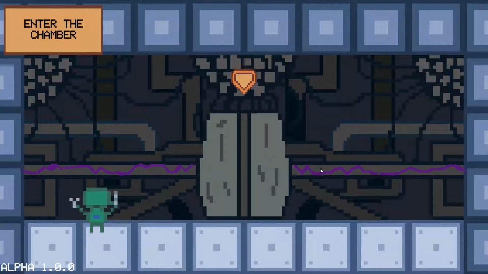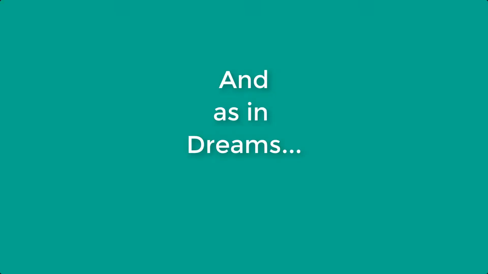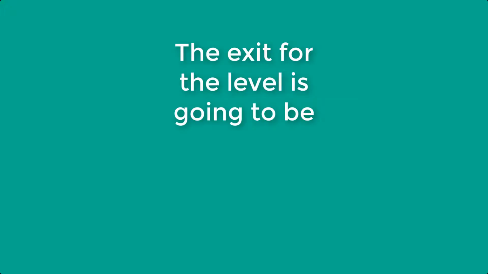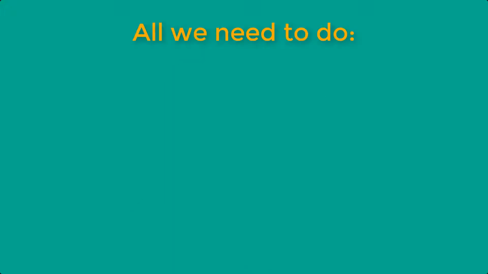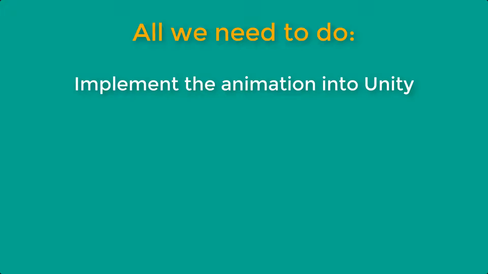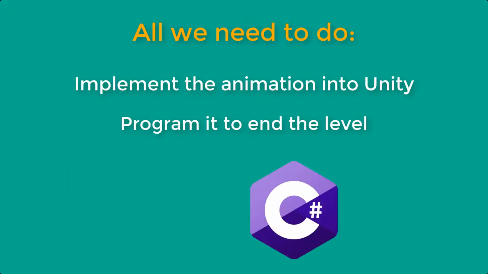As I mentioned in episode 0, which you should go watch as it gives you a good introduction of what my game is, you enter the dream world through a chamber, and, as in dreams, objects from the real world tend to appear. So the exits for the levels are going to be the chamber. I've already designed it and made an animation for when the player exits the level, so all we need to do now is implement the animation into Unity, then program it so that it ends the level.